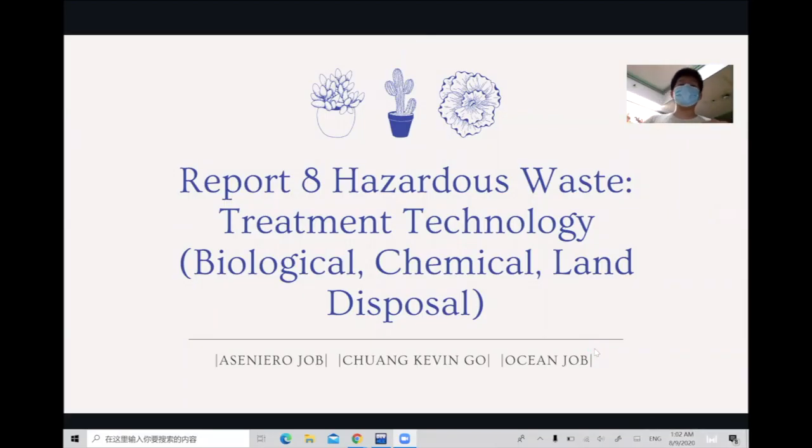So for today, we're going to discuss hazardous waste in terms of treatment technology. We're going to classify three different treatment technologies. This will be biological, chemical, and land disposal.